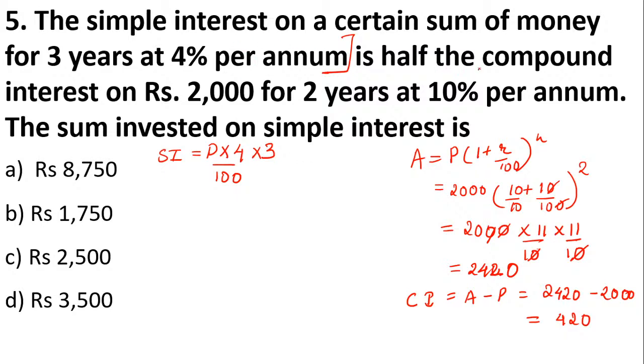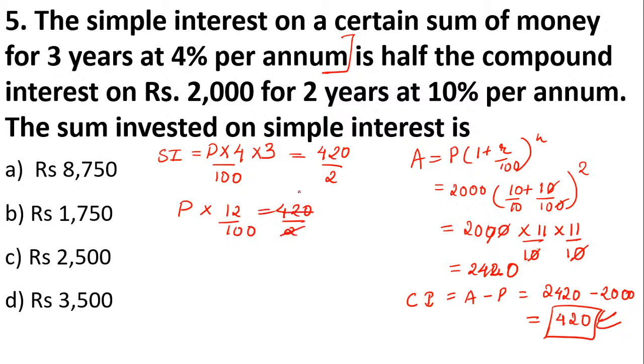Okay, now let's go back to this part of the question. The simple interest on the certain sum of money is half the compound interest. So now you guys got the compound interest. How much is the compound interest? It is 420 rupees, right? It is 420. So it is saying it is half the compound interest, which means 420 upon 2. Okay. So we have to find the sum invested on simple interest. What is the sum? Sum is the principal amount. So here we will write P into 12 upon 100 is equals to 420 upon 2, which is equals to 210.